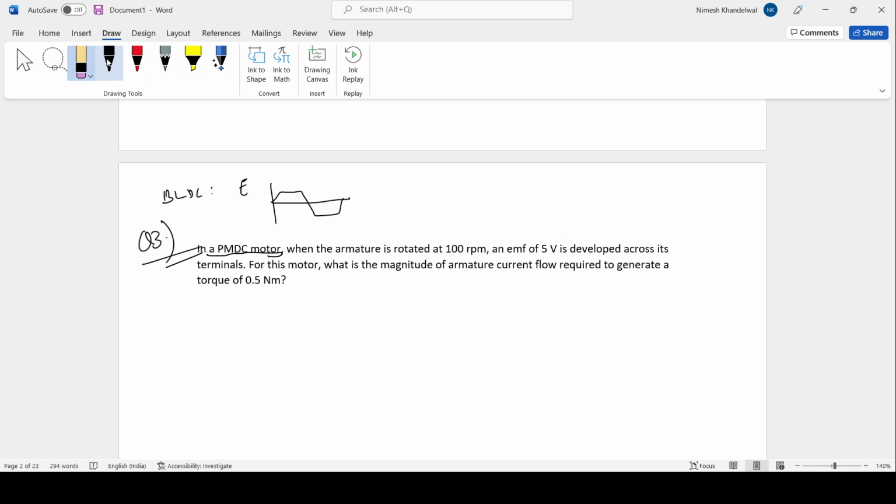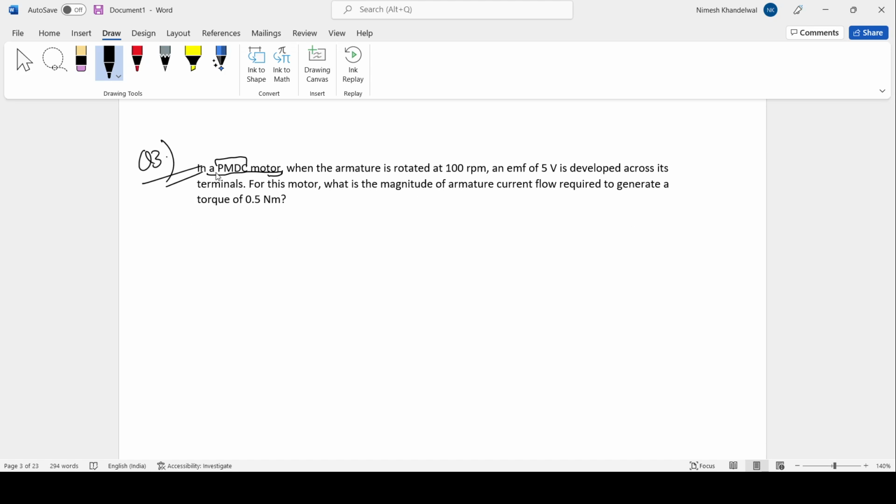I think what I told you is true for PMSM motors, and I don't think we are talking about PMSM motors right now. We're just talking about PMDC motors, which are permanent magnet DC motors. What I told you is true for permanent magnet synchronous motors that you will learn about in the next week.